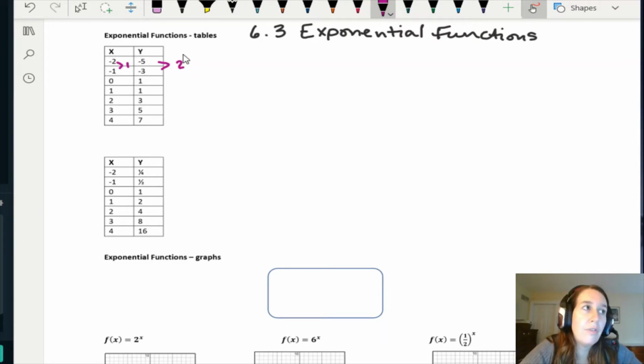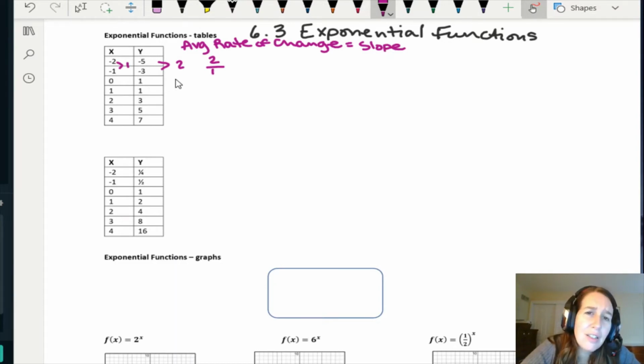If you were looking at just the average rate of change between these 2 points, then you would say, well, it's going up 2 for every 1 that it's going over. Another way to talk about average rate of change, we know that that is called the slope. Okay, so let's see if that slope is constant in this table.